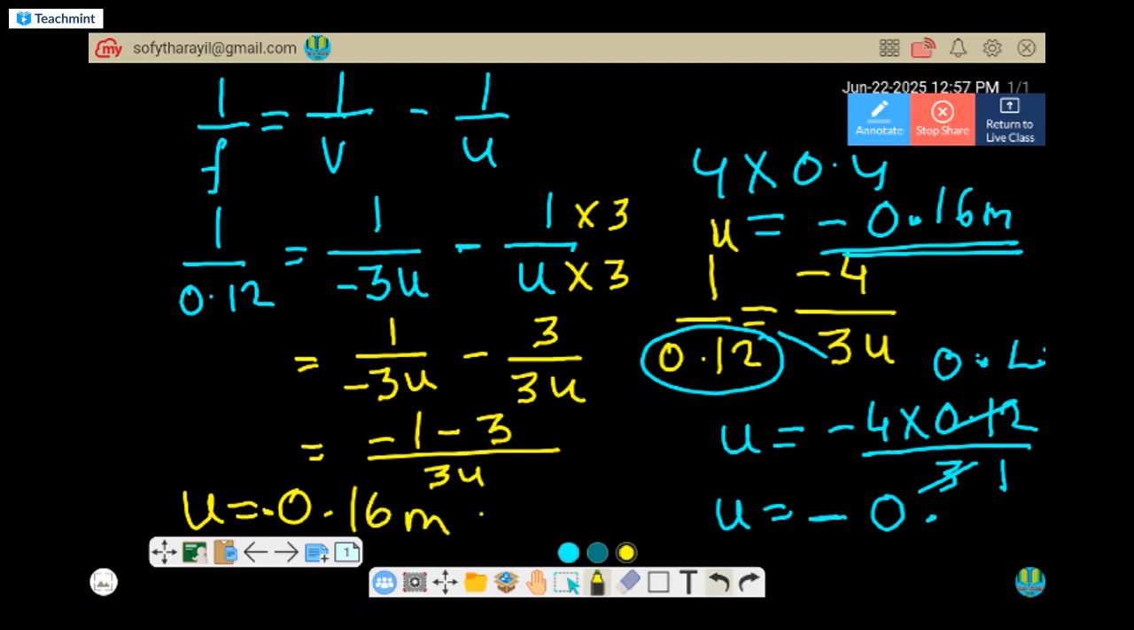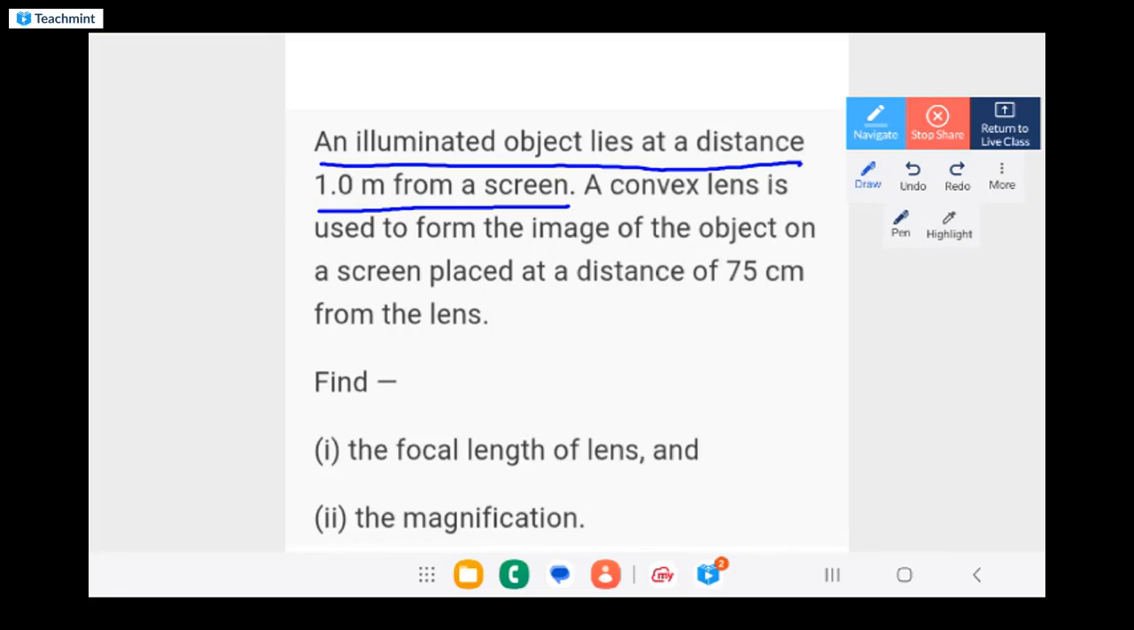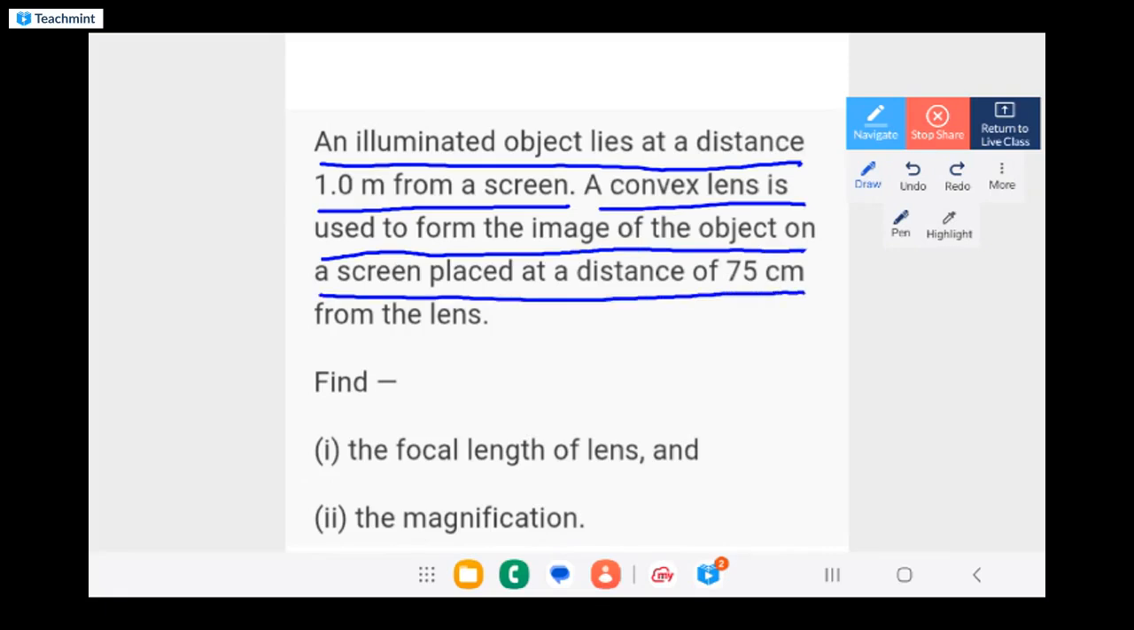Okay, let's try the next question now. We have an illuminated object that lies at a distance of 1 meter from the screen. A convex lens is used to form the image of the object on a screen placed at a distance of 75 centimeter from the lens. Now, if you clearly see, one piece of information is in meter, the other is in centimeter. So make sure you get it in the same unit. You're supposed to find the focal length and the magnification.